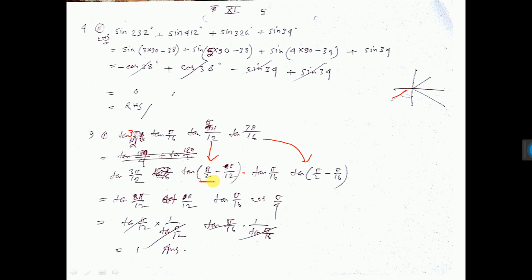1 into 90 minus theta, so tan will be cot. This is cot pi by 12. And here also tan 90 minus theta, that is cot theta. Now see, cot pi by 12 can be written as 1 by tan pi by 12. So this cut. Tan pi by 16, cot pi by 16. Pi by 16 means 1 by tan pi by 16. This also cut. So answer is 1.